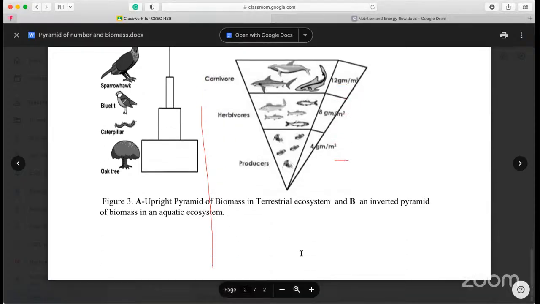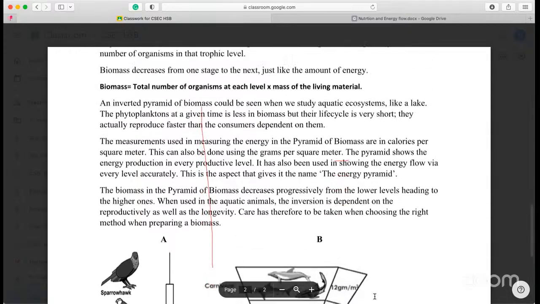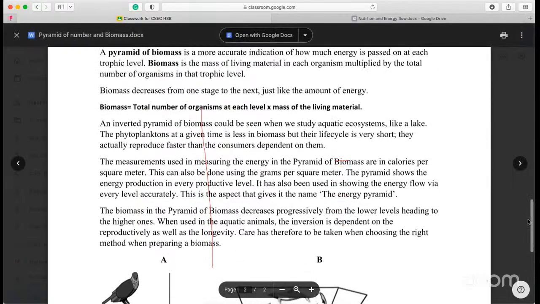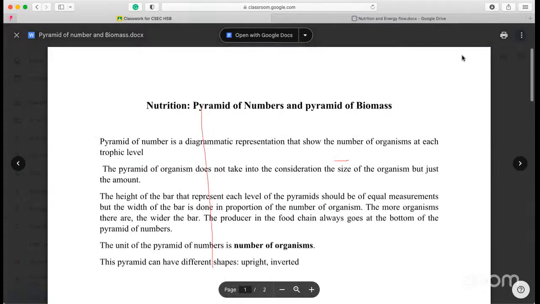So these are our pyramids. Please take your notes. There'll be a worksheet attached. So please ensure to get it done and have it submitted by no later than Saturday. So today is Thursday. No later than Saturday, have those notes submitted.